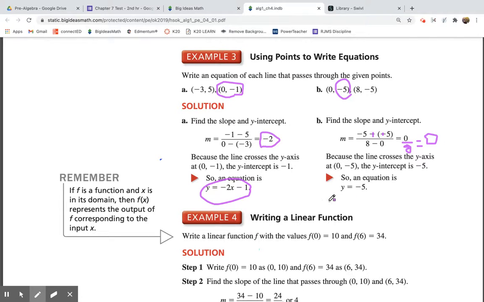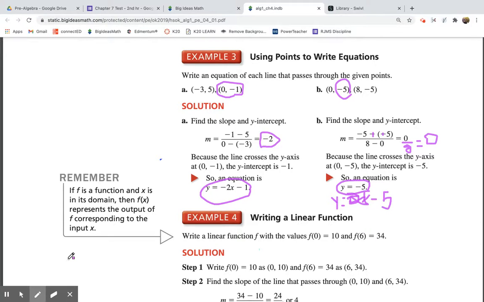So when we're plugging it into that y equals mx plus b form, we have 0 times x. Well, that cancels, and we have minus 5 because of our y-intercept up here. So that cancels, and we're just left with y equals negative 5. That's how they got that.